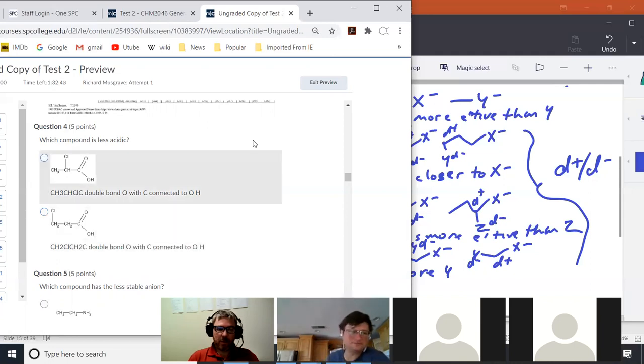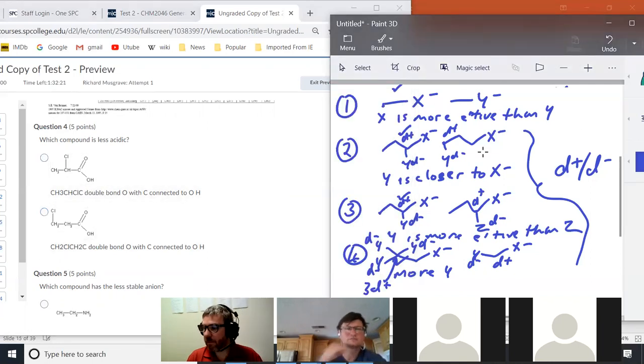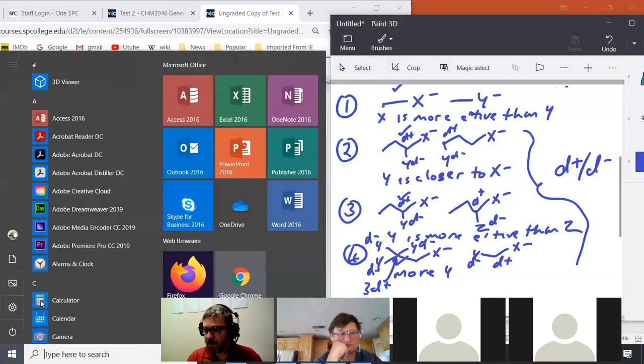All right, so if we call the top one A, the bottom one B, I guess you got a 50-50 shot. Which one's less acidic? I'm going to say the bottom one. Yeah, because the chlorine is further away. So I'll just do the full work for that. I'll pull up another paint thing here.